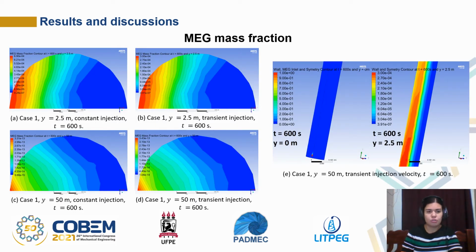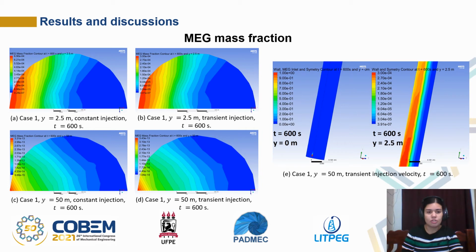These figures show color maps of the pipeline cross-section and longitudinal section for case 1, with transient injection velocities and constant injection velocities. It is possible to analyze how the diffusion of monoethylene glycol occurs in the pipeline, always having a more significant amount of the substance on the same side where the injection is performed.